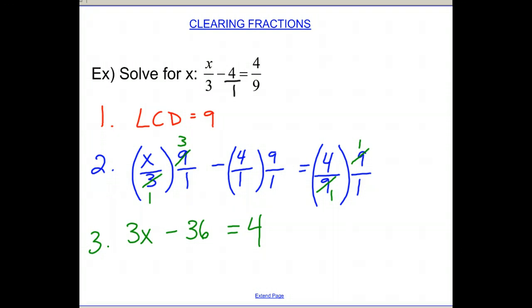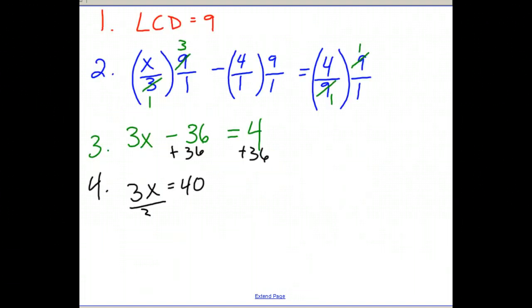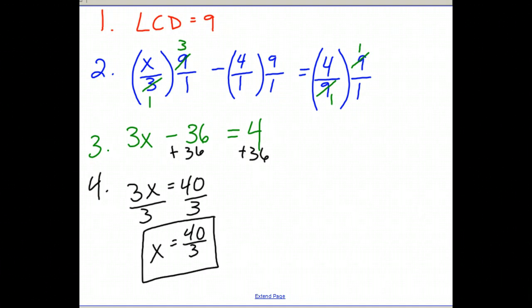Final step, step number 4, is just to solve. So if I solve this equation, I'm going to add 36 to both sides. So I have a 3x equals 40. And I'm going to divide by 3. My x is 40 over 3. Not a pretty answer, but you can leave it as a fraction. Don't have to deal with the decimal. And my x is 40 over 3.